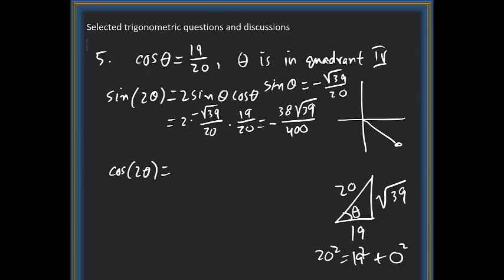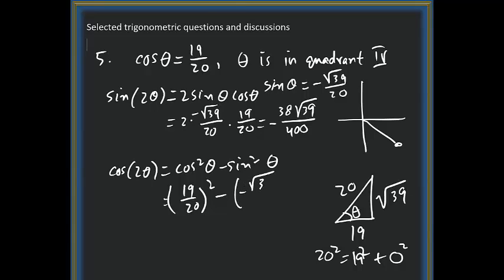Now cosine 2 theta is cosine squared theta minus sine squared theta. So cosine is 19 over 20, so you just write 19 over 20 squared minus negative radical 39 over 20 squared. If you just do simplification, you will see it is 322 over 400. If you want, you can simplify, otherwise just leave it there. So we are done.